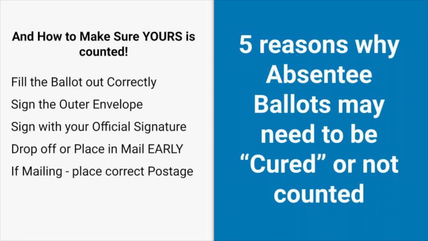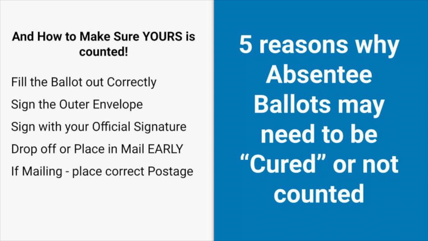Which brings us to the most important takeaways for absentee voting. Reasons why absentee ballots may be flagged as needed to be cured or corrected. Number 1, failure to fill out the ballot correctly. If you're supposed to fill out an oval, make sure you fill out the entire oval. Read over the ballot and make sure you have filled out all the required fields.